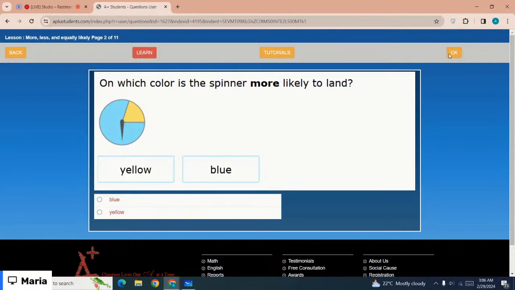On which color is the spinner more likely to land? Which is the correct option? Samuel, in which grade are you?